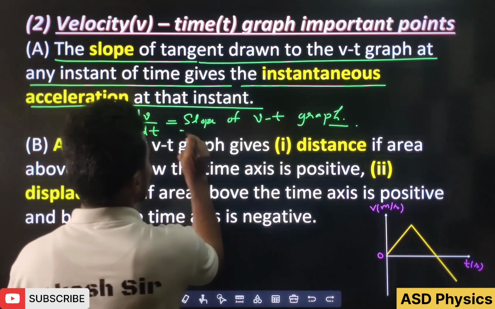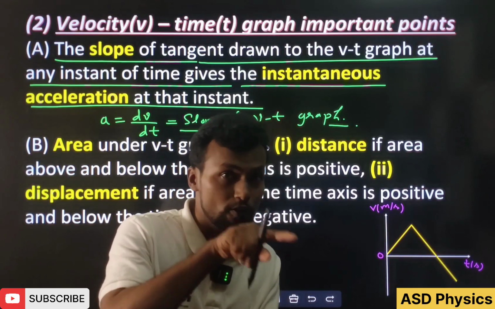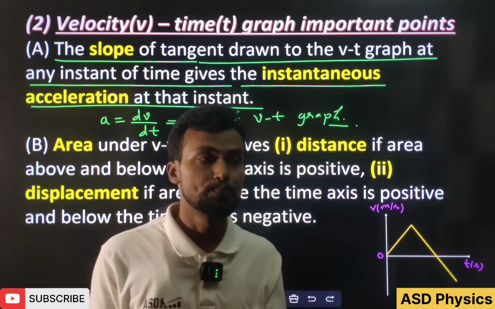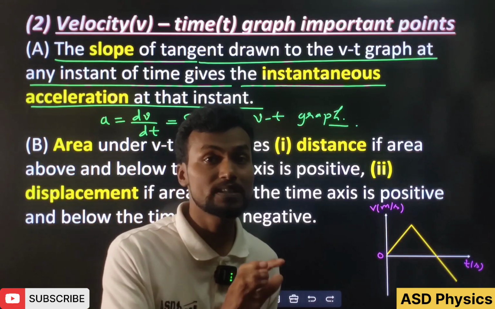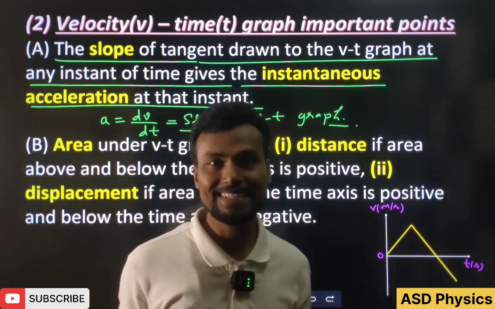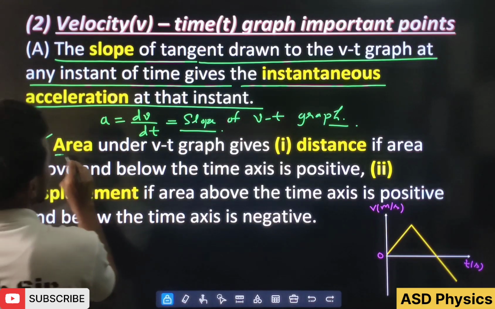And as I have told you very well, slope means the angle measured anti-clockwise. Acute angle, slope positive; 90 degrees, slope undefined; obtuse angle, that means 90 to 180 degrees, slope will be negative. That is basic, I have told you. Now see the next point here.